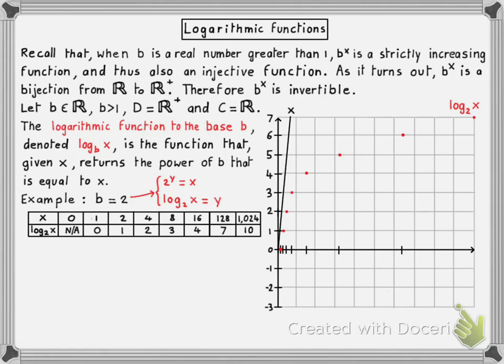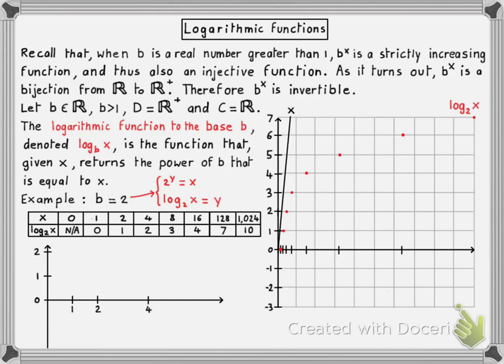Now, to emphasize this point, let me remind you that the exponential function is defined from the set R to the set R plus, and since the logarithmic function is the inverse of the exponential function, it is defined the other way around, from the set R plus, the positive real numbers, to the set of real numbers. So everything makes sense. Now, let me make another point about the logarithmic function.